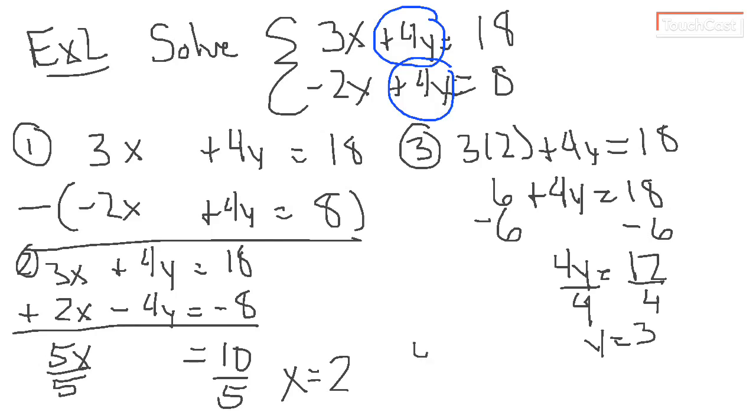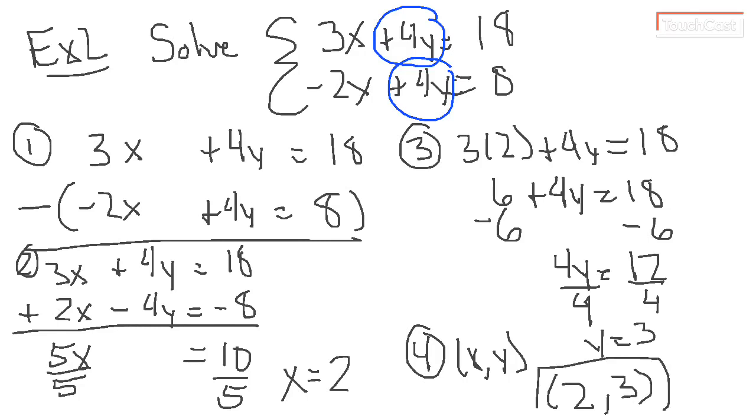So step 4, we write as an ordered pair our solution. We found an x in step 2, which was 2, and in step 3 we found a y to be 3. We've got our solution.